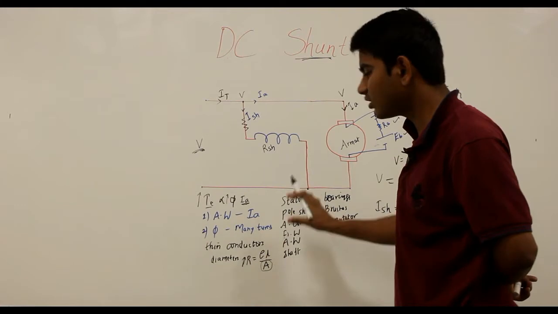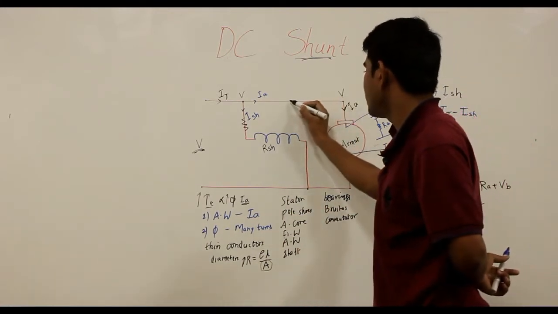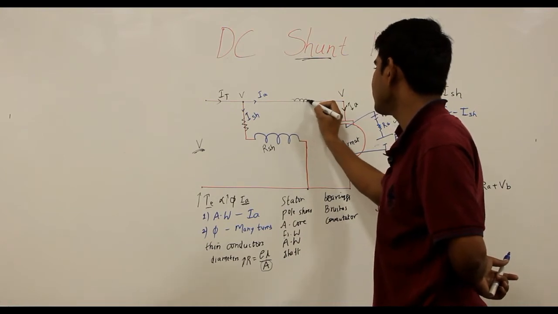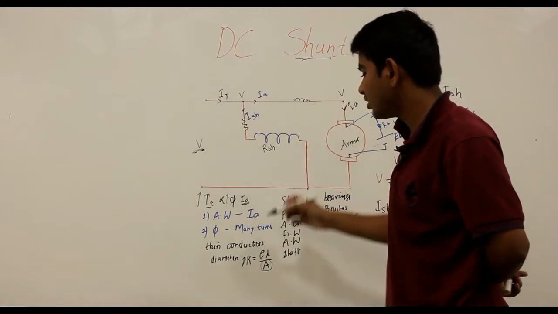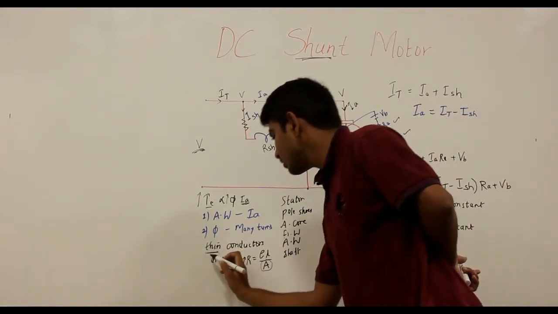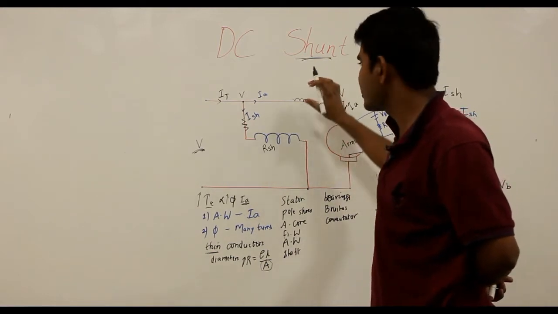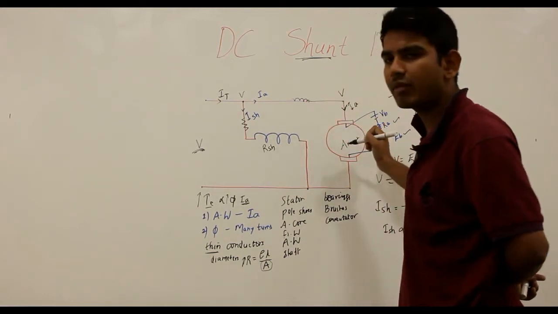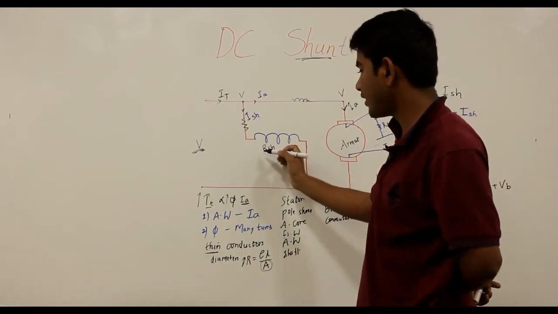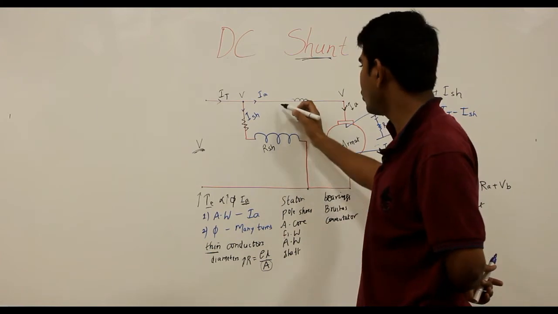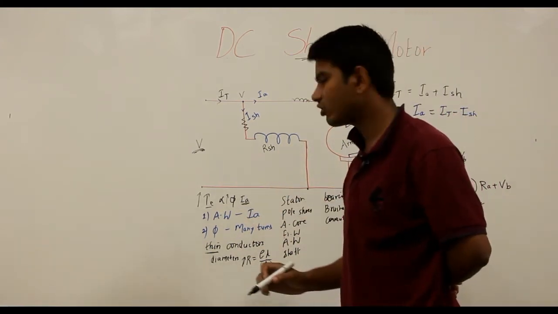So these are the distinguishable features, because in the DC series motor, where the field winding is connected in series with the armature, we prefer thick coil conductors. We use thick coils for the field winding as it is connected in series with the armature, but here we are using thin conductors so that they have a higher value of resistance and more current can flow through the armature winding, and thereby we can have a higher electromagnetic torque.